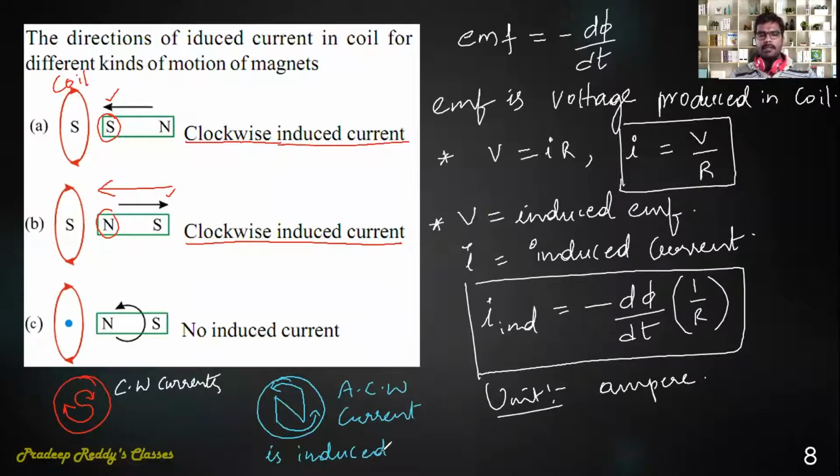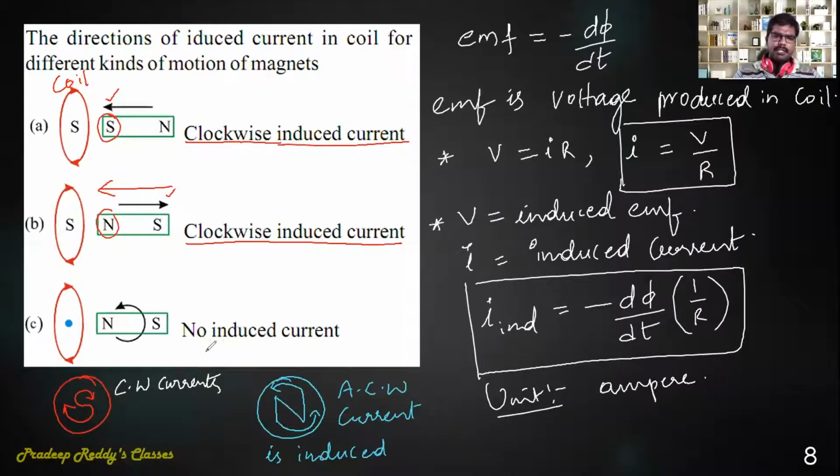Therefore, remember that when you are bringing north closer to the coil, anti-clockwise current is produced. When you are bringing south closer to the coil, clockwise current is produced. So that's how the direction of current can be decided, whether the south or the north of the magnet is brought closer.